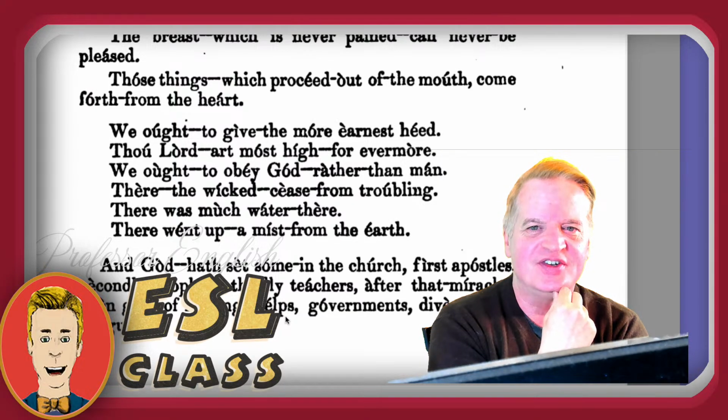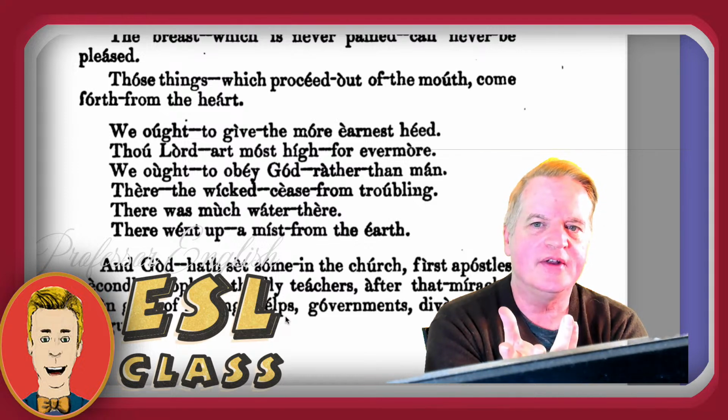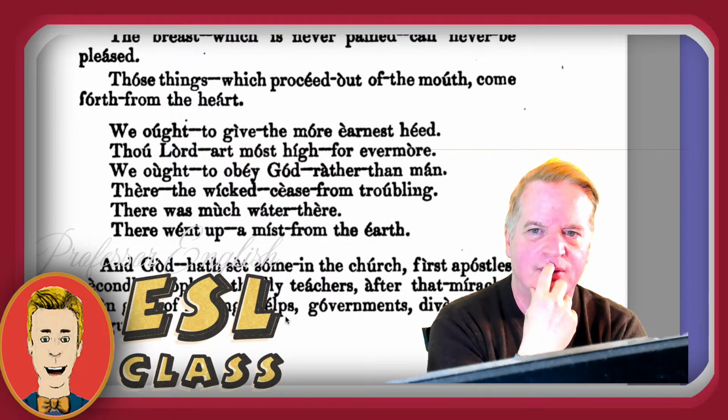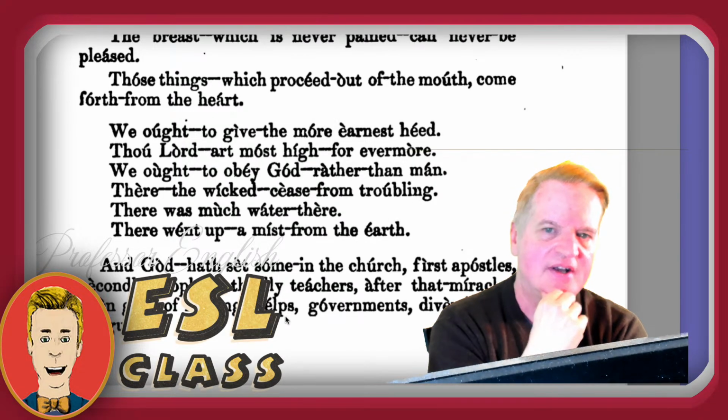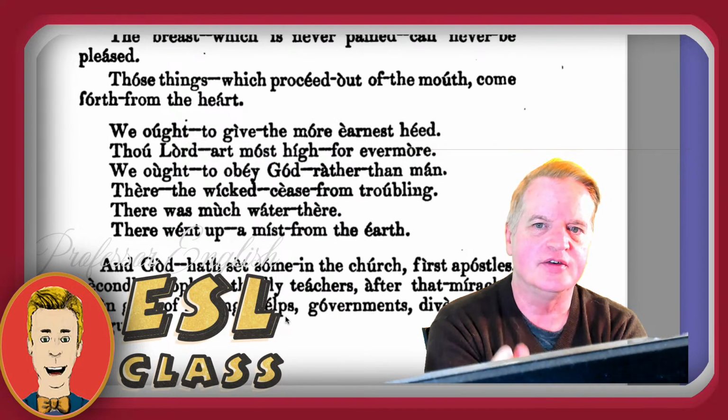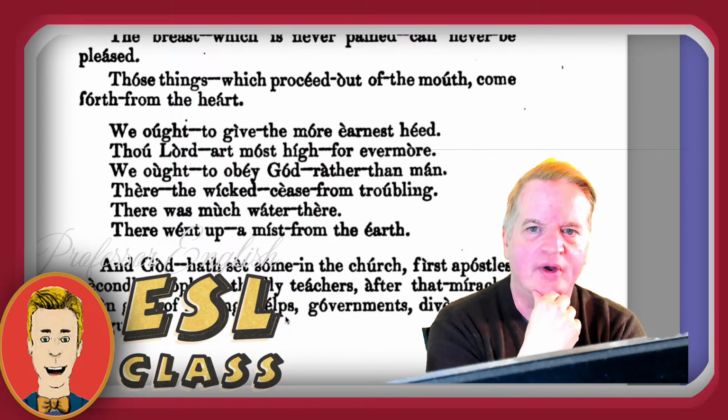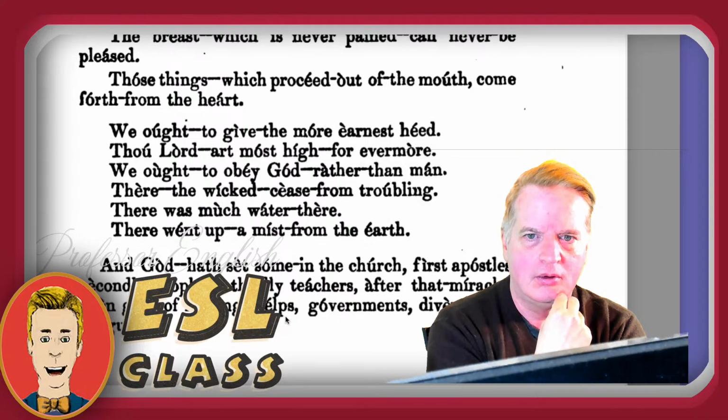Those things which proceed out of the mouth. Okay. Now, what are the important words according to what is written here? Proceed, out, and the mouth. All right, so let's just do proceed out first. The vowel sounds are o, e, ow. Can you say the vowel sound?